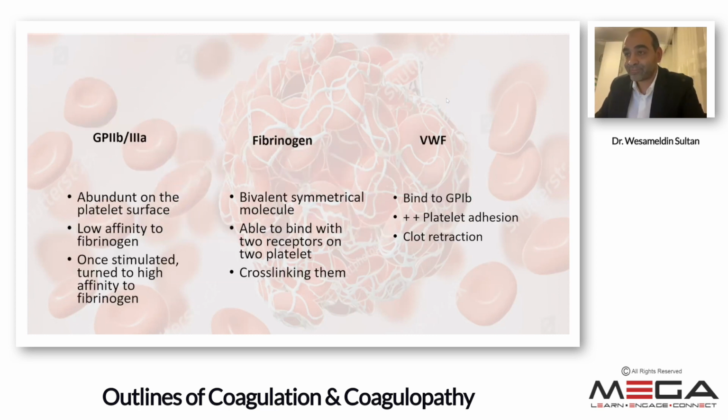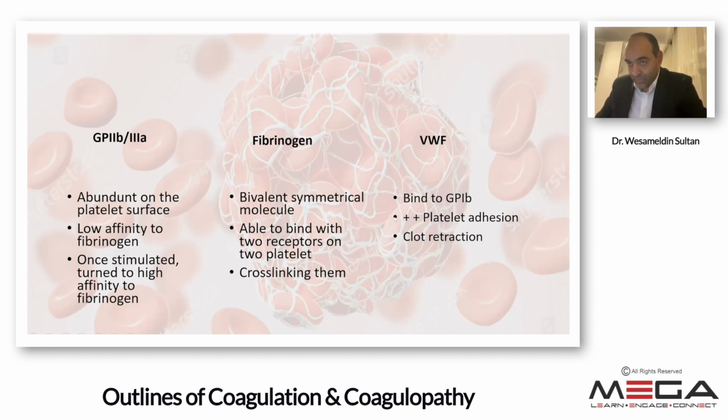So von Willebrand factor, fibrinogen, and glycoprotein 2b and 3a, these 3 components are very important in inducing platelet adhesion and aggregation. We will start from the right side of the screen, with von Willebrand factor, which binds directly to glycoprotein 1b receptors in the platelet wall. This stimulates platelet adhesion, and it also has a role in clot retraction later on.